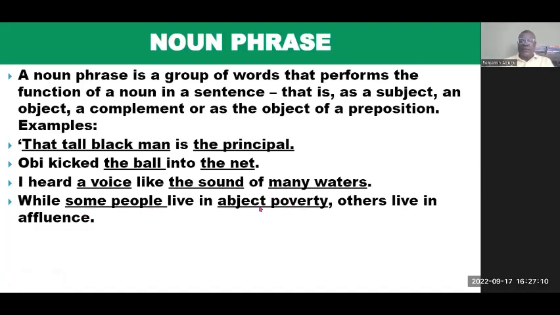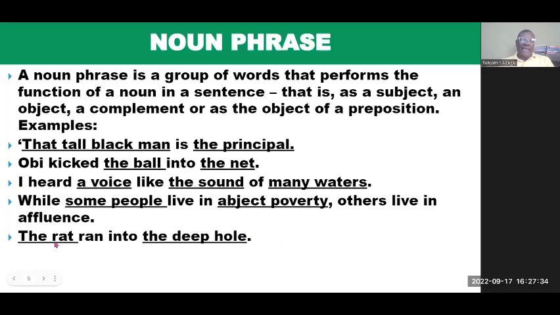The same thing, you have an adjective, which is abject, and then you have a noun, which is poverty. And so abject is a modifier here. Poverty is the head word because it's a noun. So that's how you identify a noun phrase. Then the last example here, we have the rat ran into the deep hole. The rat is a noun phrase. The deep hole, another noun phrase.